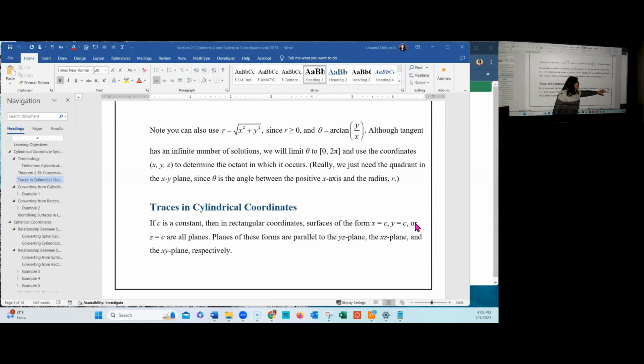If I use an equation y equals a constant, then that means that the y value is always the same value. Let's say it's -1. So I've moved 1 over in the left direction. Then I have to stay in the plane which is parallel to the xz plane. As long as y is -1, that will give me that plane parallel to xz. And finally, if z is equal to a constant, that will give me a plane that is parallel to the xy plane at height z equal to whatever the constant is.